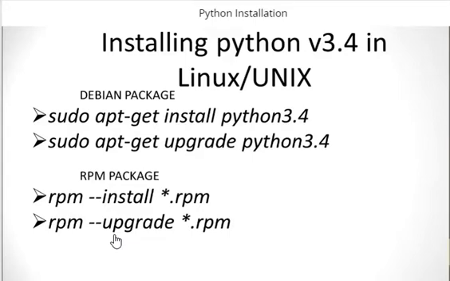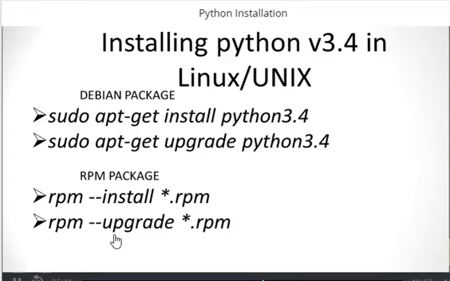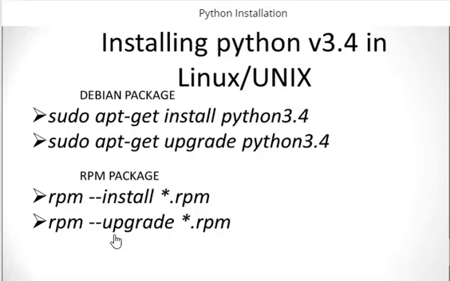If you are using a package other than Kali Linux, then you need to put this in your terminal: sudo apt-get install python3.4. This will get you the Python application in your environment.